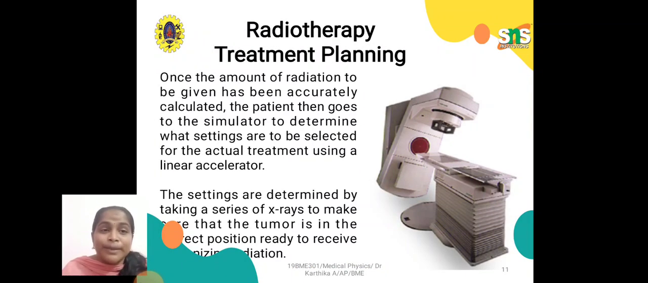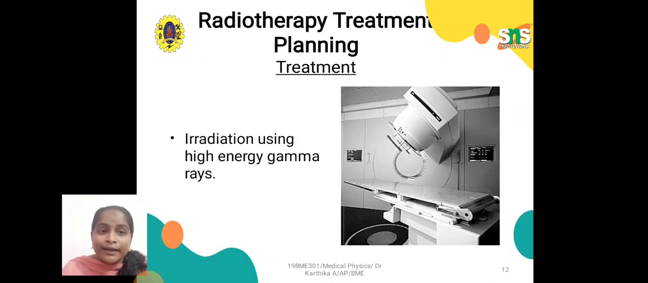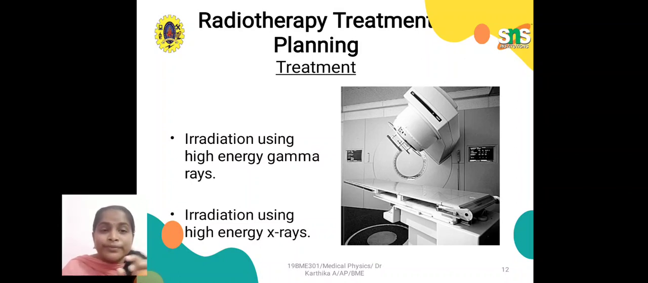In radiotherapy treatment planning, once the amount of radiation to be given to the patient is accurately calculated, the patient then goes to the simulator to determine what settings are to be selected for the actual treatment using a linear accelerator. While moving into the treatment, we have irradiation using high energy gamma rays. In irradiation using high energy X-rays, based on the application, we have either gamma rays or X-rays.